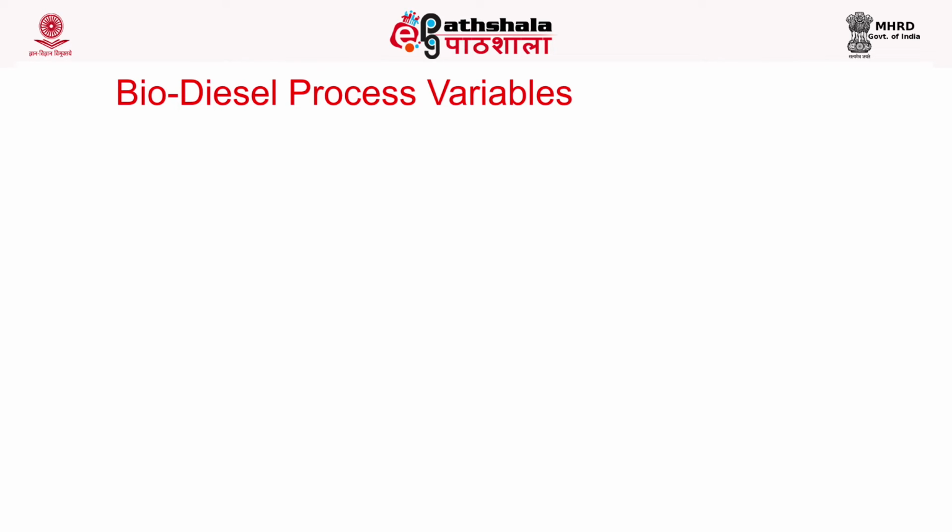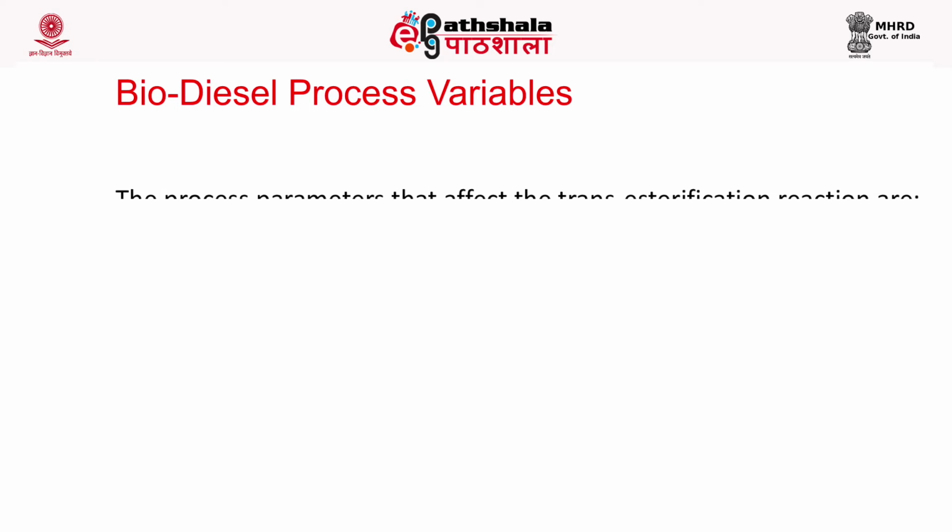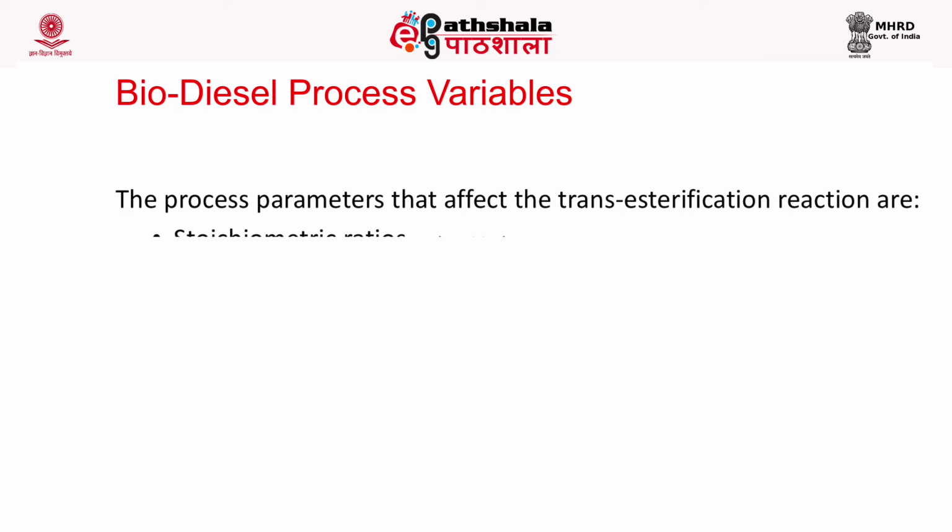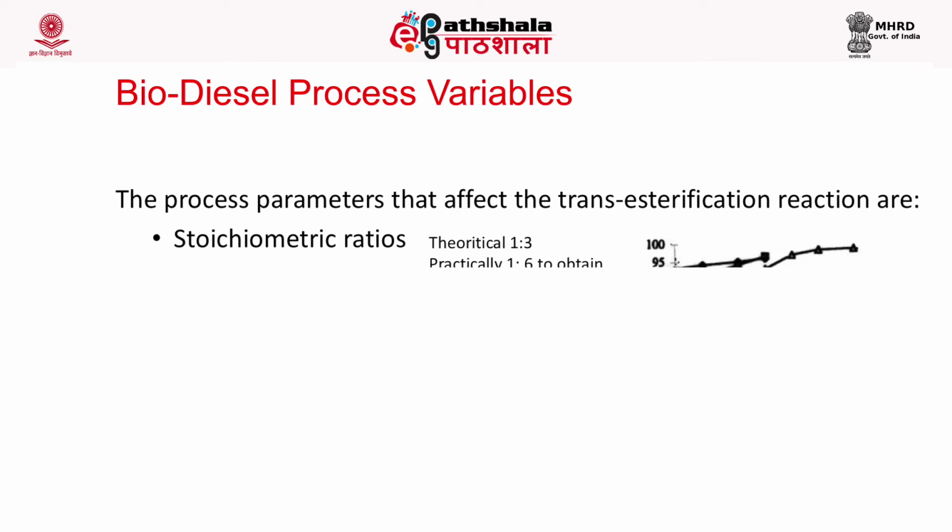Now, the variable parameters in biodiesel production are, one, the stoichiometric ratio of oil and ethanol or methanol. The stoichiometric ratio is 1 to 3, that is one molecule of oil and 3 molecules of alcohol. But to make the reaction move in the forward direction, normally a 1 to 6 molecular ratio is used in the reaction.